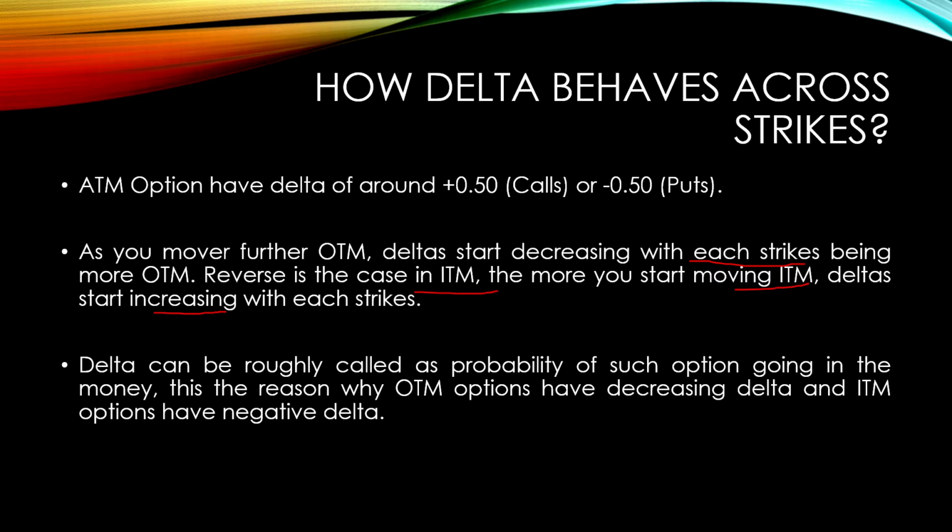This is the rise in my OTM option at decreasing delta, and this is the negative delta. So this is common sense. Delta is generally referred to as the probability of such option going in the money. So this is the reason why, as you move further OTM, the delta will start decreasing, and the more ITM you go, delta will start increasing.